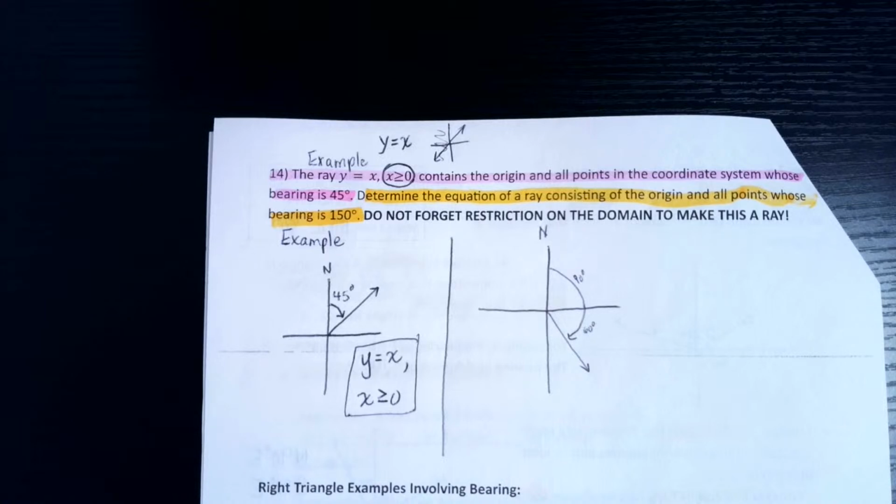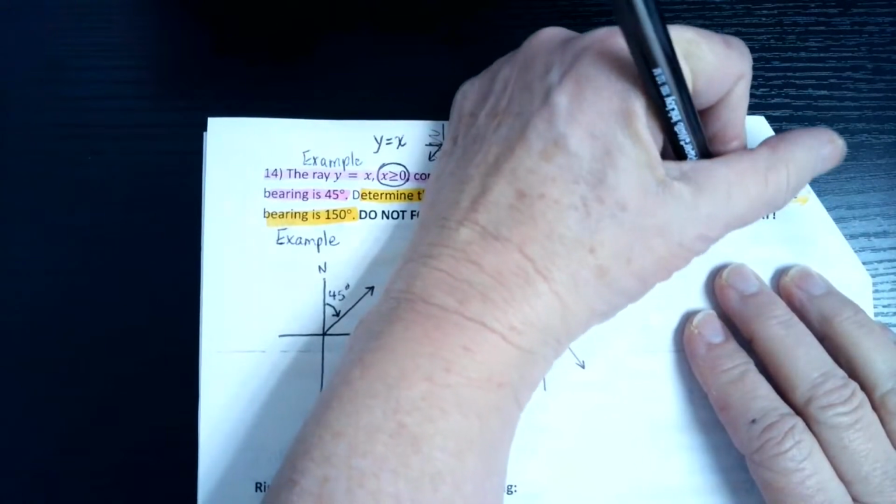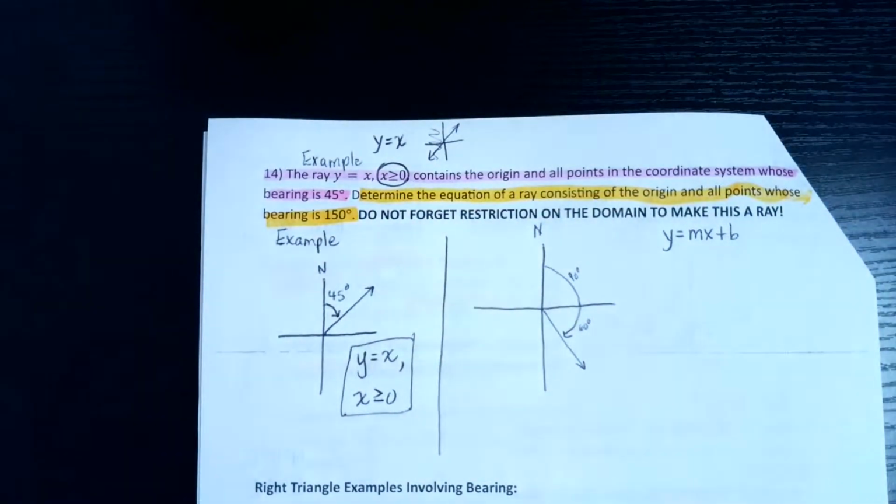Okay, so now we've got the picture in our mind, but we need the equation for this line. How do we write equations for lines? What's your favorite format for the equation of a line? MX plus B. I like that one. We could use y equals mx plus b, couldn't we? All right. Familiar with that?